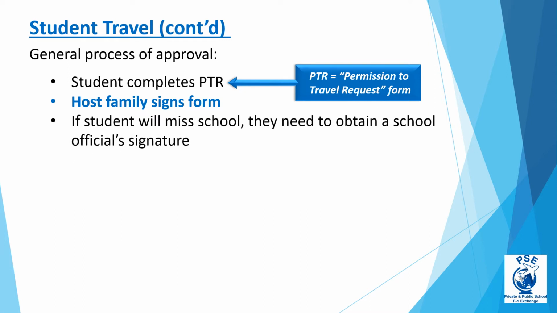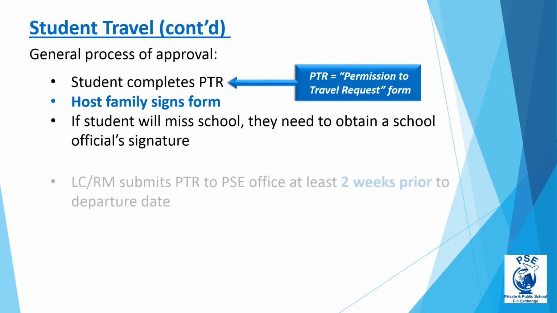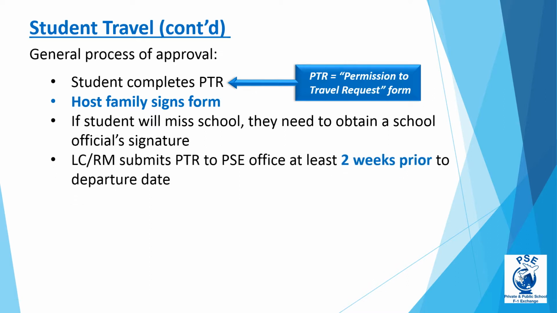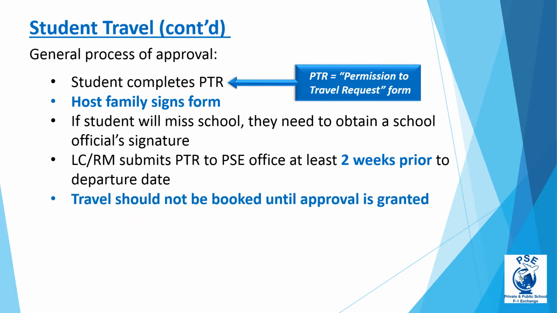If the student will be missing any school, they should receive a school official signature on their travel form to verify approval. Then, the local coordinator or regional manager will submit this form to the PSE office. All travel requests should be submitted to the PSE office at least 2 weeks prior to the departure date. Please remember that travel should not be booked until approval is granted.